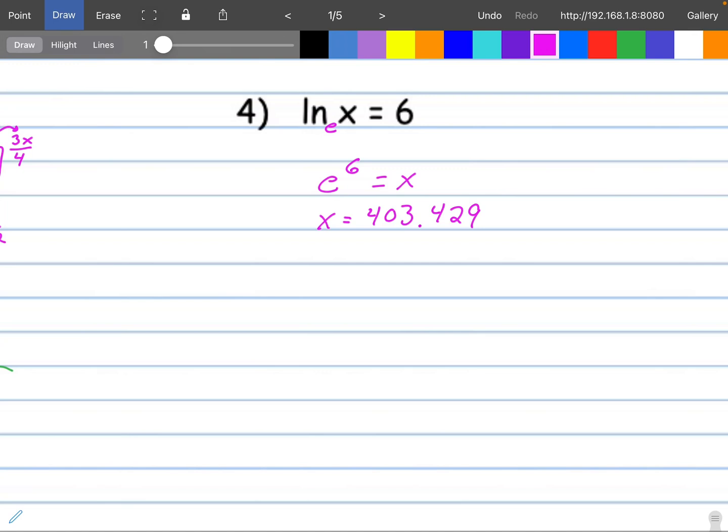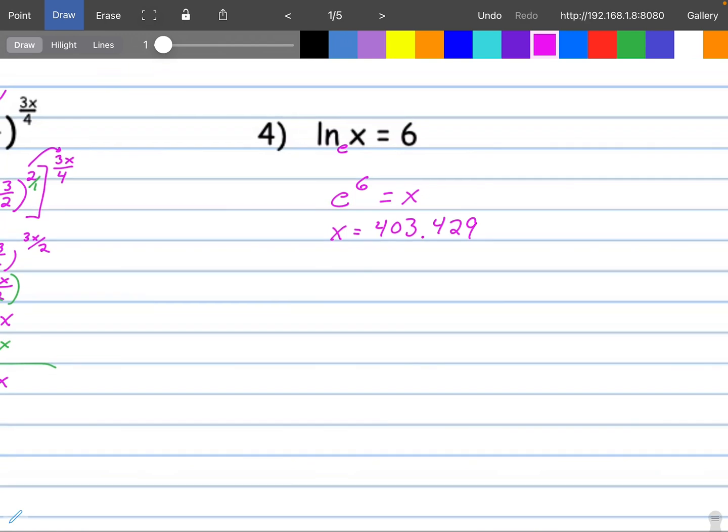So always read your directions. It might say to round to the 100th place, which is only 2 decimal places. If it doesn't tell you, then I'm going to say just do a standard 3 decimal places because that's what we generally do for logs.